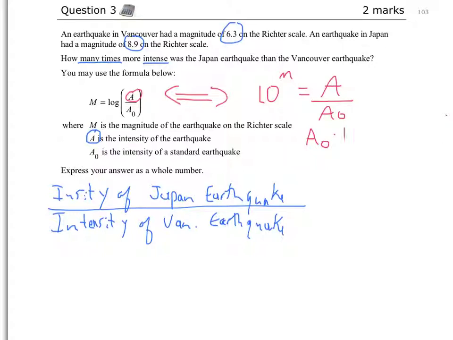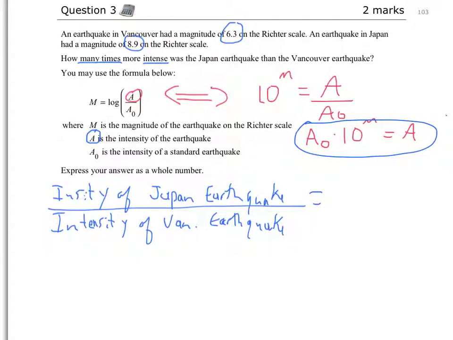To totally isolate A, we'll multiply both sides by A0. A0 times 10 to the M equals A. So this formula is a better way of expressing it so that we solve for intensity. Notice we will equate this now. So let's equate it with what we know.